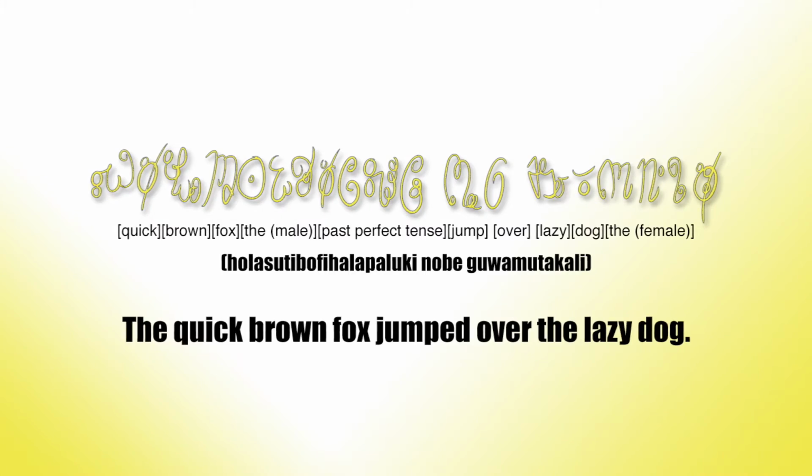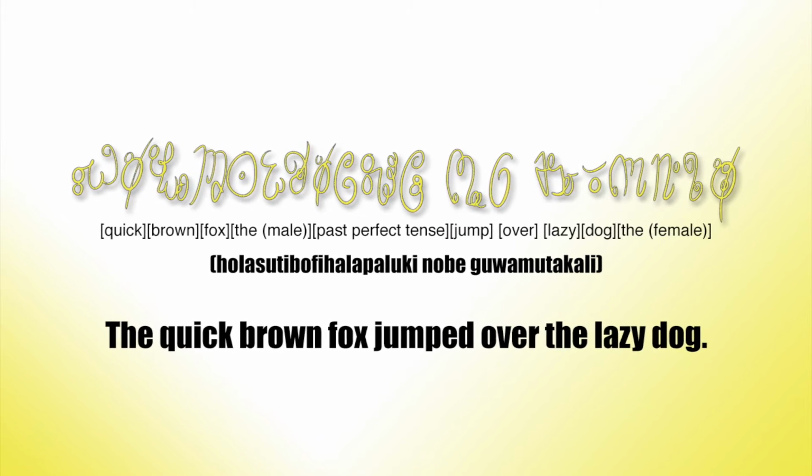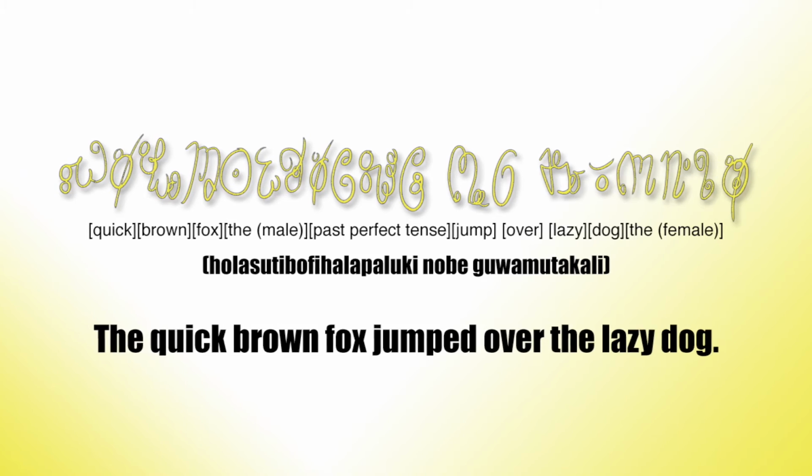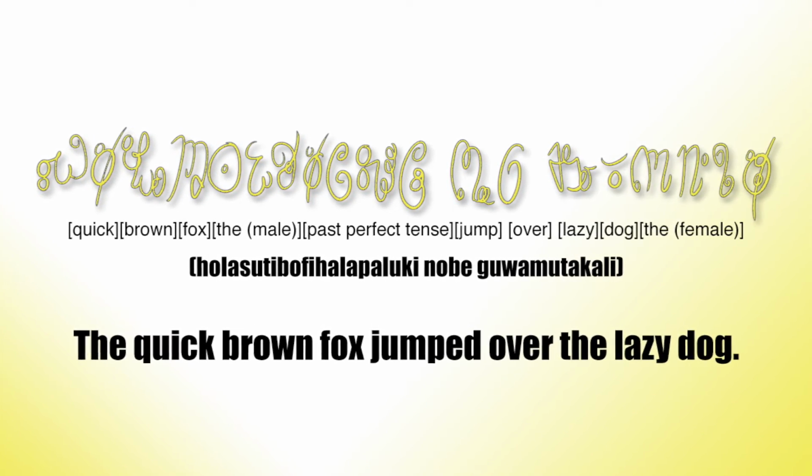So, to use the quick brown fox example again, we can say that the fox jumped over the dog in the recent past by saying "paluki", or in the distant past by saying "paluki". The full sentence therefore becomes, quick brown fox, the male, past perfect tense jump, over, lazy dog, the female. Hola suti bofi hala paluki, nobe guwa mutakali. And yes, that is a mouthful.